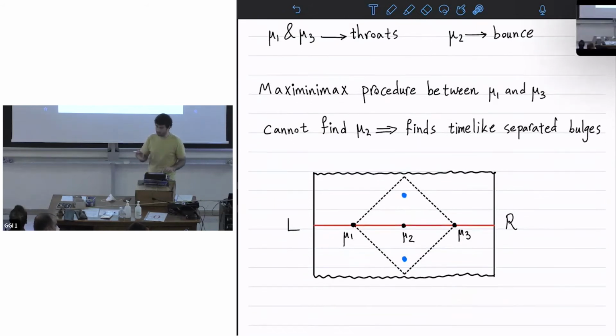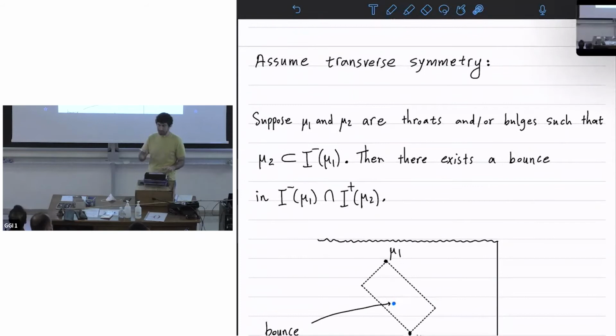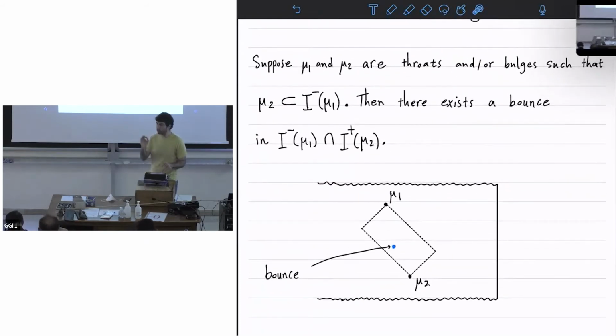I don't know the answer to this, but at least in the case of spherical symmetry, you can prove that if you have two quantum extremal surfaces, mu1 and mu2, such that mu1 is a throat or a bulge, and mu2 is a throat or a bulge, then the intersection of their past and future has a bounce quantum extremal surface. So I don't know to what extent this goes beyond spherical symmetry. It's possible that it works in the case where mu1 and mu2 are fully time-like separated from each other, but it's a little bit more messy. But we don't know.